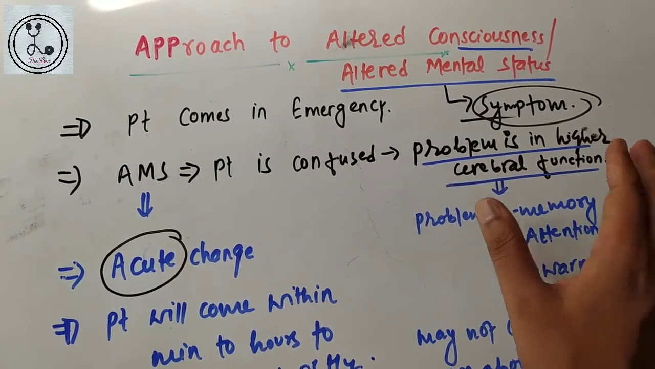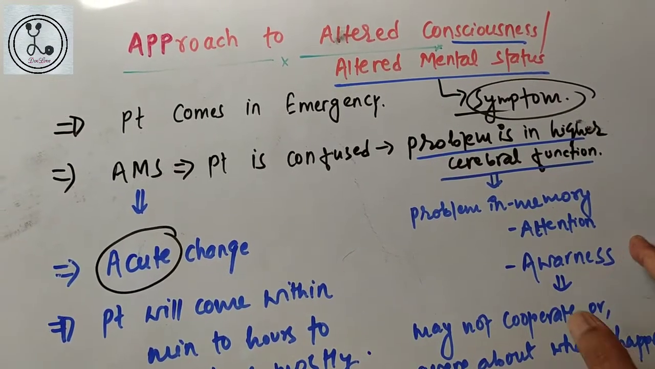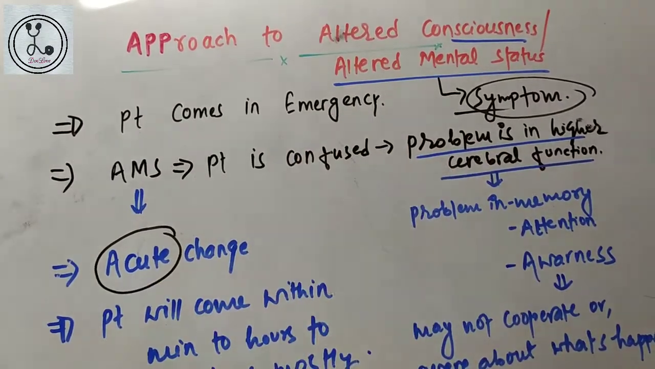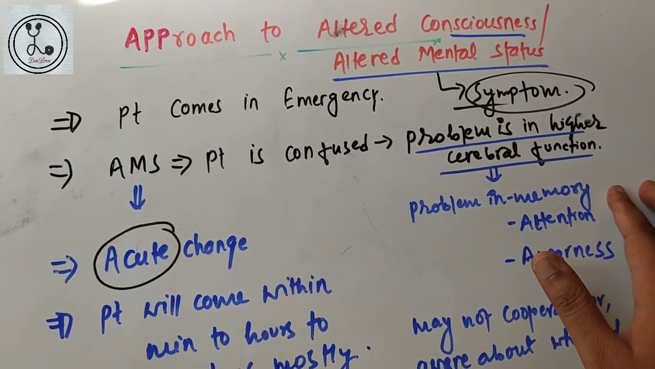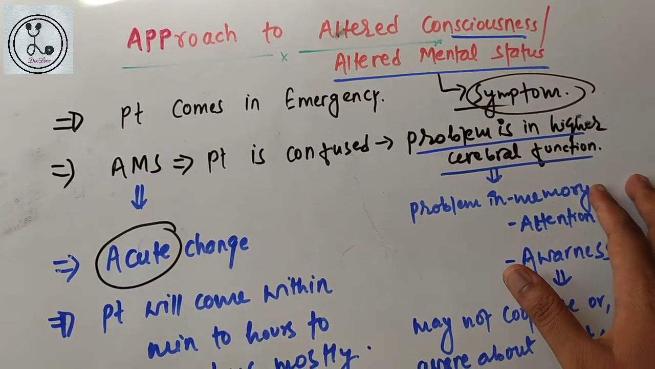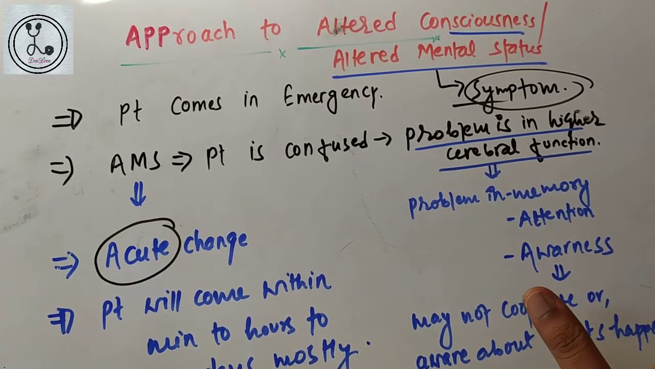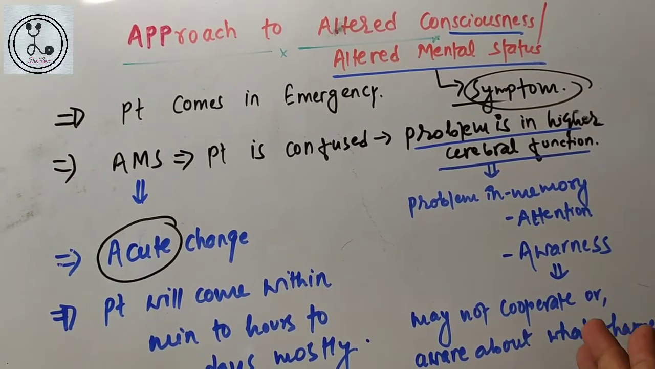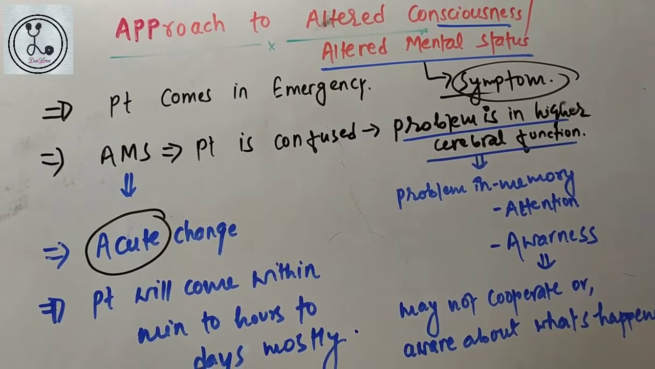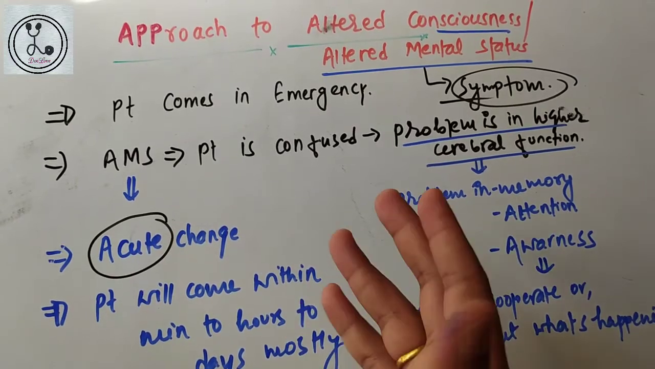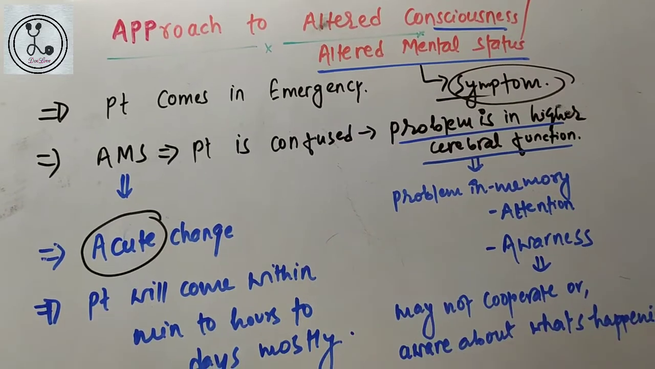The higher cerebral function also includes memory, attention, and awareness. So the patient with altered consciousness or altered mental status will also come to you with a problem in memory, he is not having good memory, he is not attentive, and he will have a problem in awareness. He is not cooperative, he is not aware of what is happening around him or her, and he may not give you a proper history as the patient is not aware of his surroundings. So there will be a problem in the higher cerebral function.